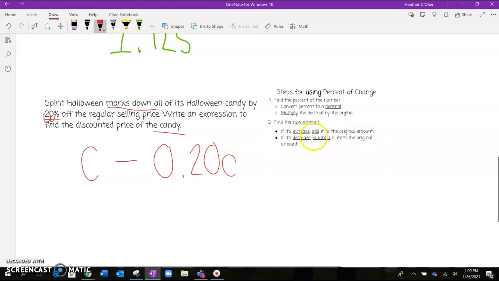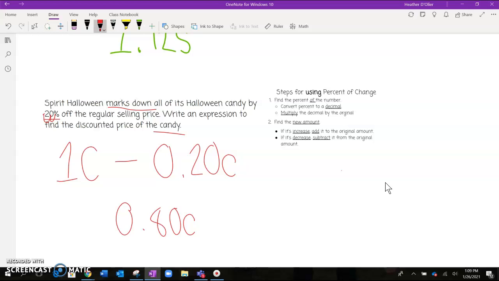And then there's one last thing I can do. Remember, I can combine these like terms and simplify this expression. This C right here represents just one C. Then I can subtract those. I can do it in my head or I can use a calculator, but I would get that this is 0.80C.